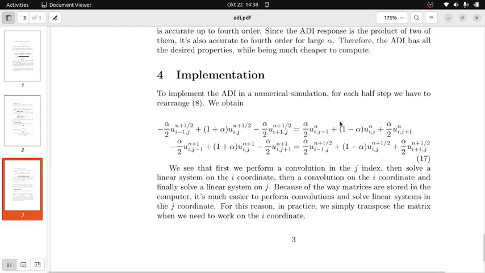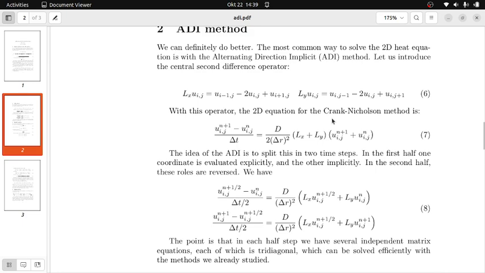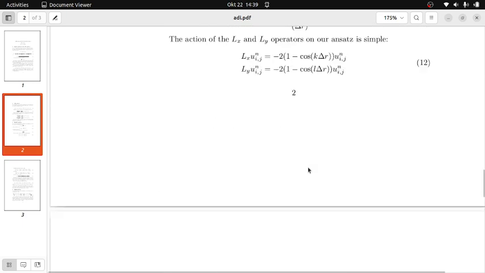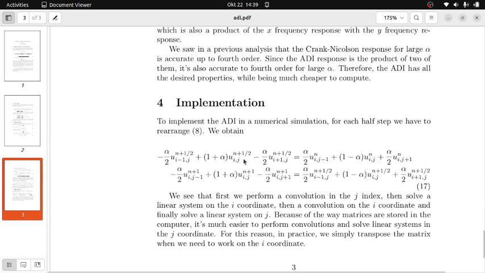Now, some implementation details. Well, this is actually very simple, just picking these equations and moving stuff around so that we have the implicit terms on the left and the explicit ones on the right. And you see that on the right side we do a convolution, and the left side is the matrix equation that we need to solve. It's a tridiagonal matrix equation. Here it is in i, here in j.